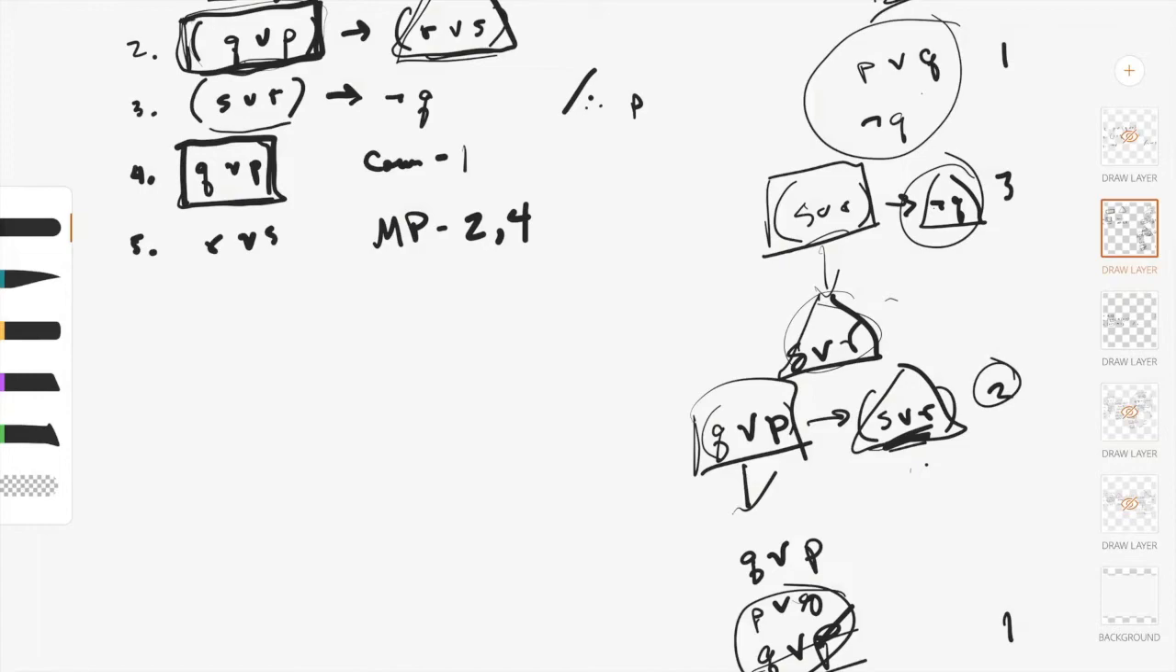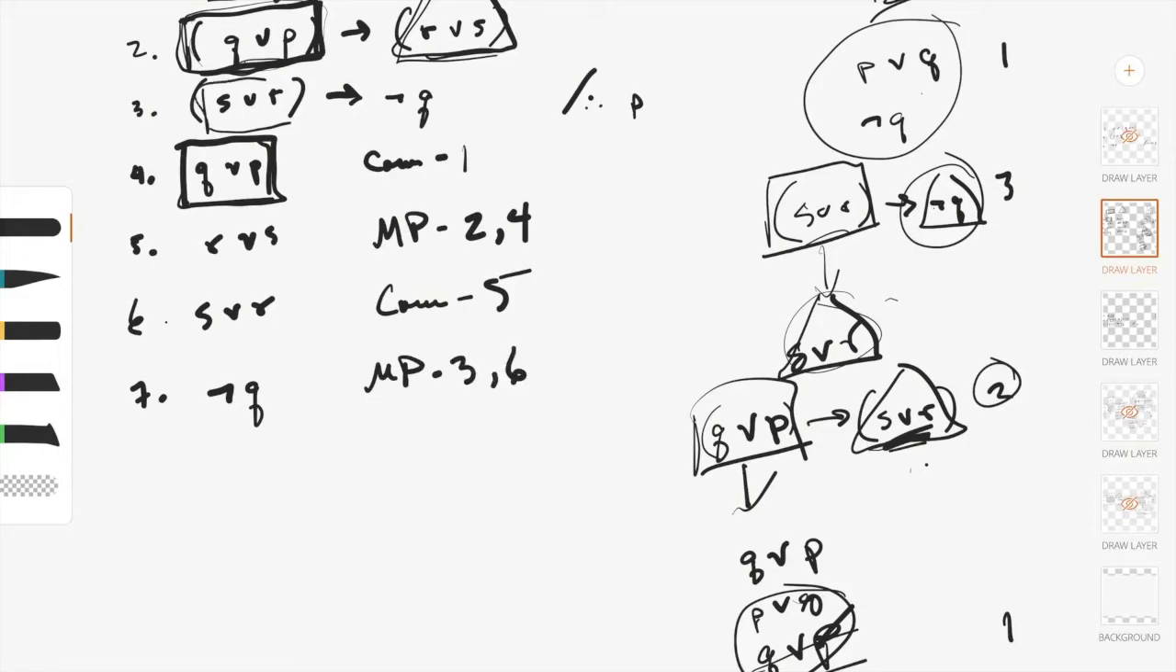Okay, now that we have R or S, we want to do commutation again, and the way we did it in our notes to ourselves is we had the S or R. I think we did S or R, so that's commutation on line 5. And now on line 7, we can derive not Q, that's modus ponens on lines 3 and 6.